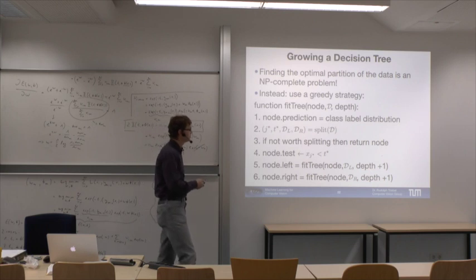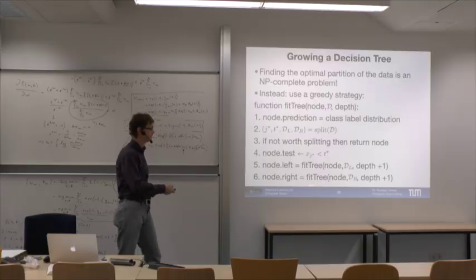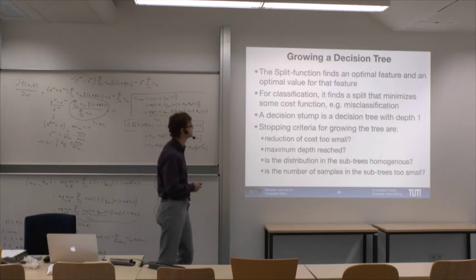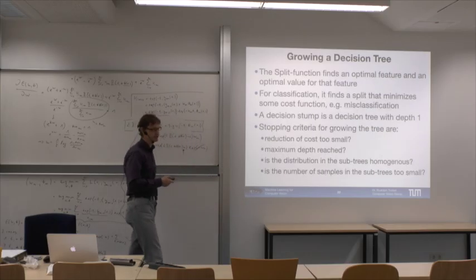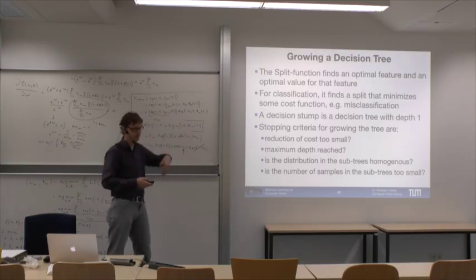This is then your test. And then you go on recursively. You call fit tree again for the left node and fit tree for the right node. This is just a greedy way of growing decision trees. The split function here finds an optimal feature and an optimal value for that feature, right? This is basically exactly what the decision stump does, just repeated, right?